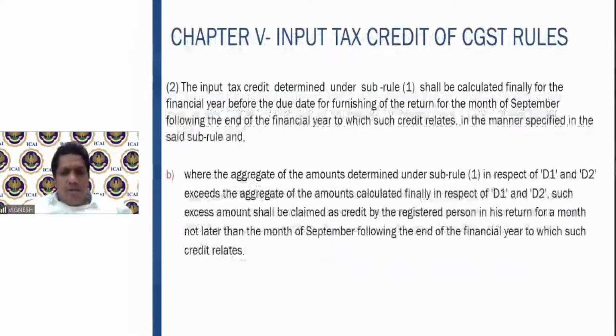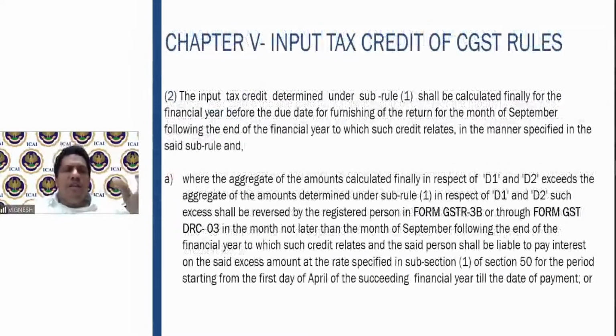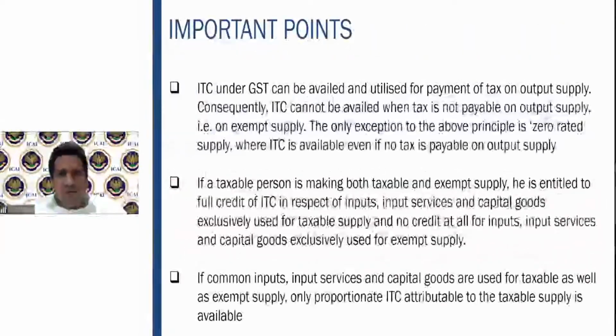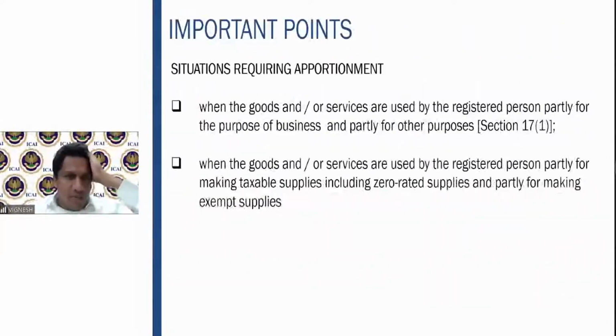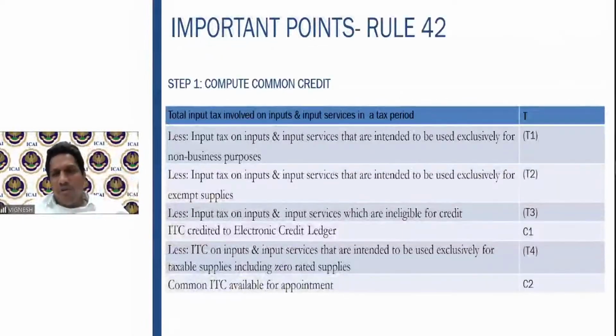Fine. So we have also seen these two conditions wherein every month you do this exercise and compare it with the last. If whatever you have claimed is more, then you have to reverse it. If whatever you have claimed is less, then you can claim further. If you have claimed more than what is required to be claimed at the end of the year, you have to reverse it along with interest. Fine. So these are some of the points of rule number 42.